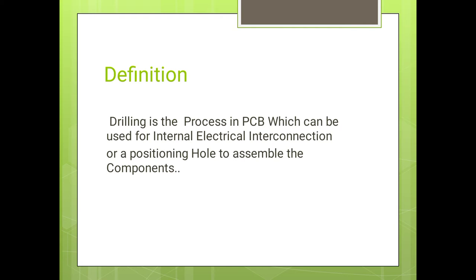For example, if you are going with a two-layer board, there is one line running on the top or component side, and a second line running on the bottom side. So I need a connection from top to bottom. Where we have a copper pad on both layers, we will drill at the center of the copper pad, then make plated through hole plating. That is the purpose drilling is intended for. The drilled hole will establish the internal electrical interconnection within the PCB.